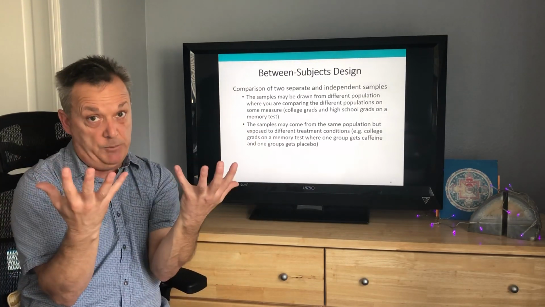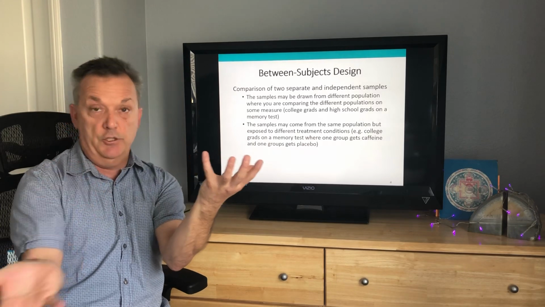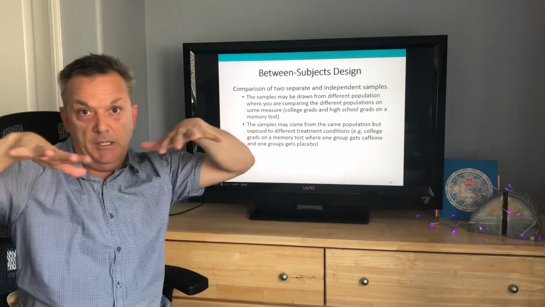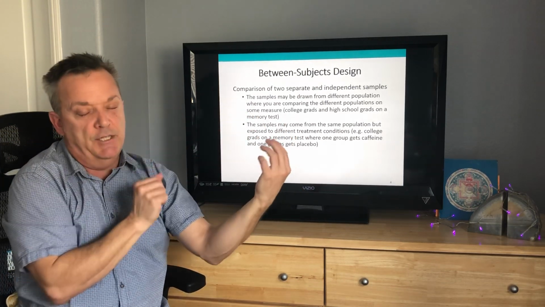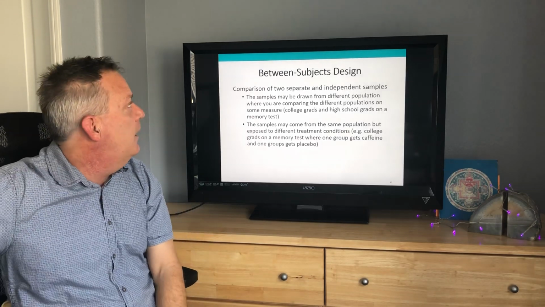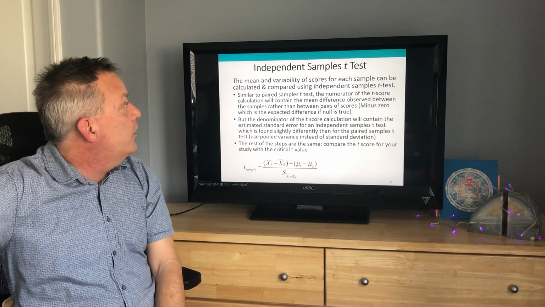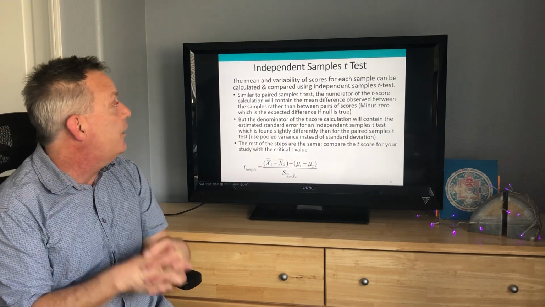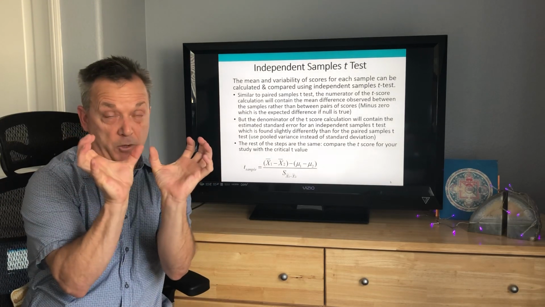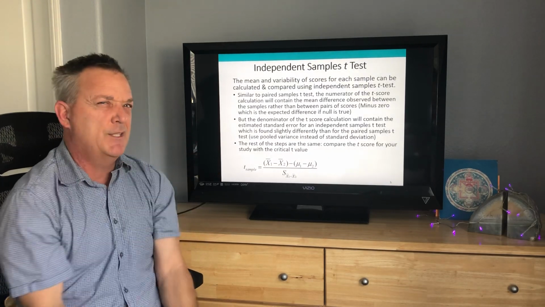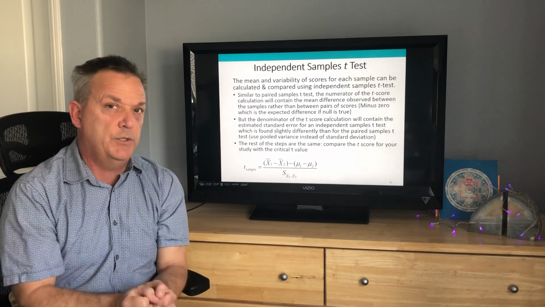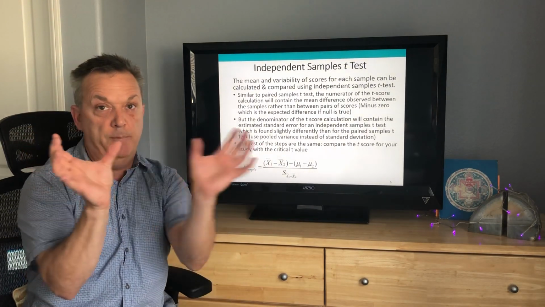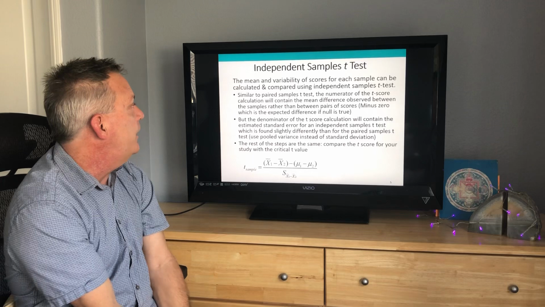So remember, between subjects design, two groups. You could do simple random assignment, plopping them into the two groups, and hopefully they'll be equal because you did that, on pre-existing variables. And then you run your study and use an independent samples t-test, of course. The mean and variability of scores for each sample can be calculated and then compared. That's what we want to do: compare these two groups to see if there are statistically significant results between the caffeine and placebo groups, for example, or psychics and non-psychics in this example.